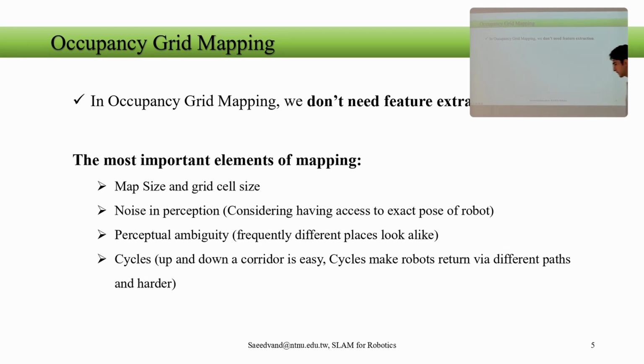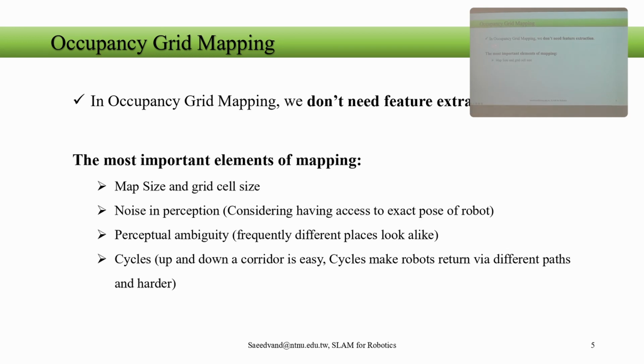One of the benefits that we have here is that we don't need feature extraction, because feature extraction is already difficult, and we have some challenges and errors there. Later we will see. Of course, we have different techniques. If you study recent papers, some of them are still based on feature extraction, but some of them are based on occupancy grid mapping. They are competing against each other.